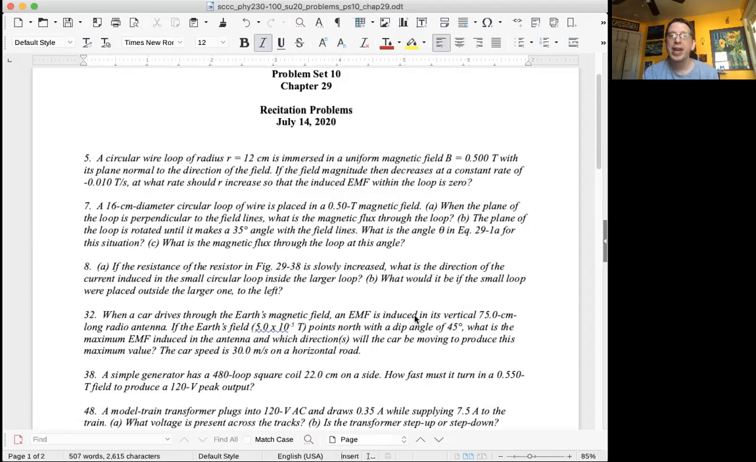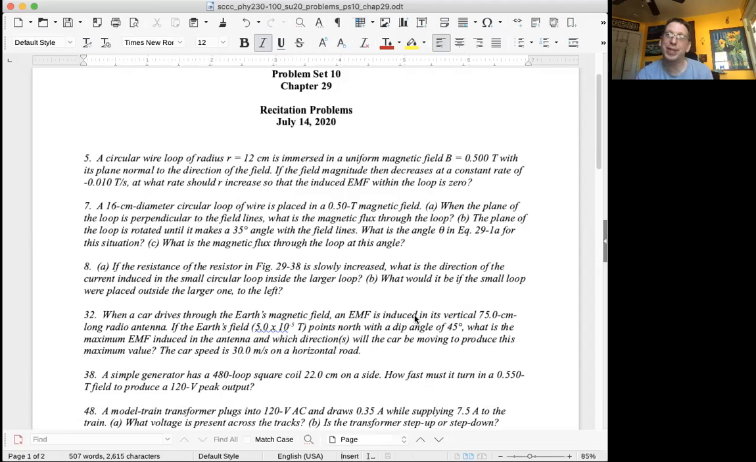And so if you increase the resistor, what is happening to the current going through that particular loop, and then what is happening to the magnetic field generated by that loop, and how is that affecting the magnetic flux in the small circular loop? And then what would it be if the small loop were placed outside the larger one to the left?